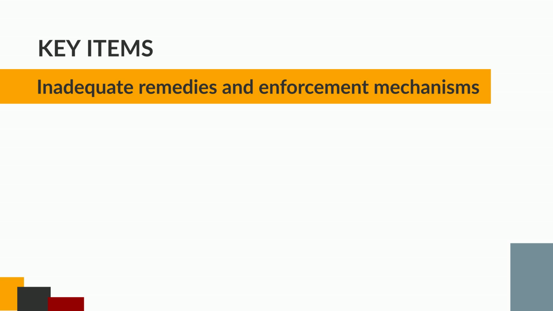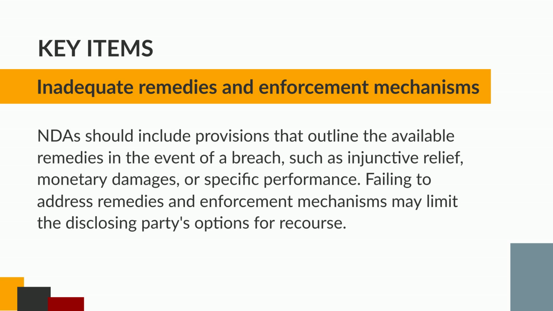Inadequate remedies and enforcement mechanisms. NDAs should include provisions that outline the available remedies in the event of a breach, such as injunctive relief, monetary damages, or specific performance. Failing to address remedies and enforcement mechanisms may limit the disclosing party's options for recourse.